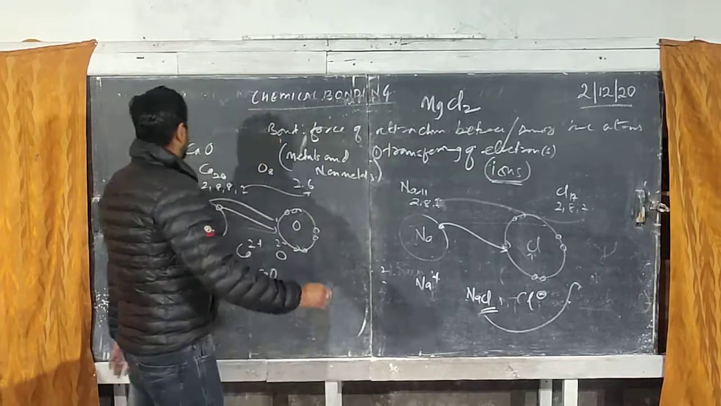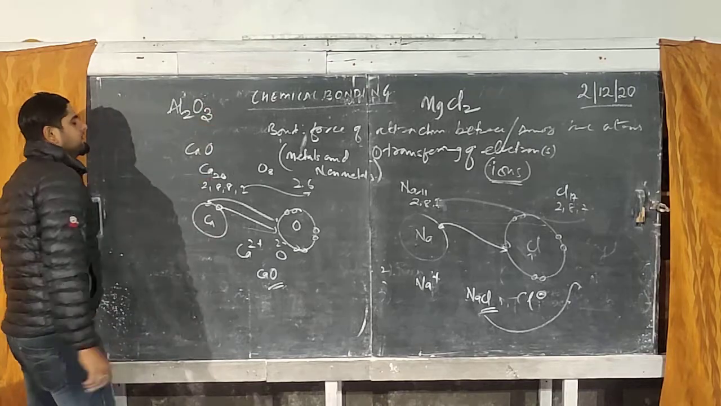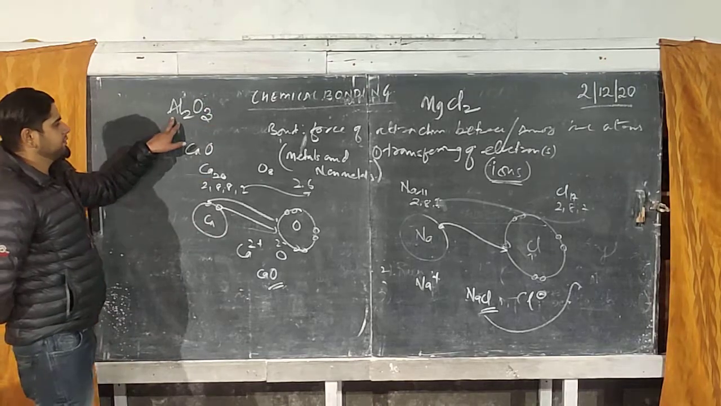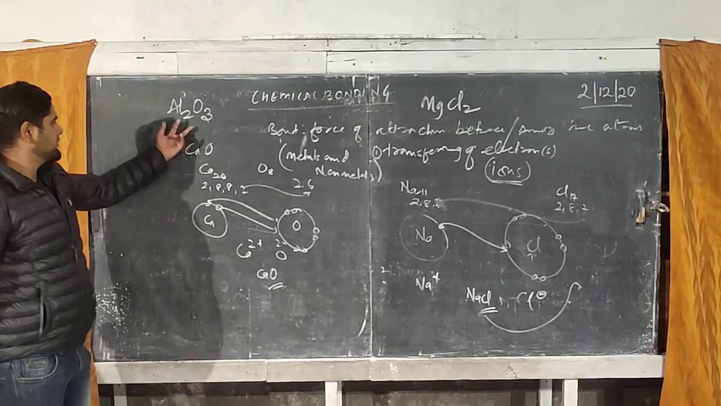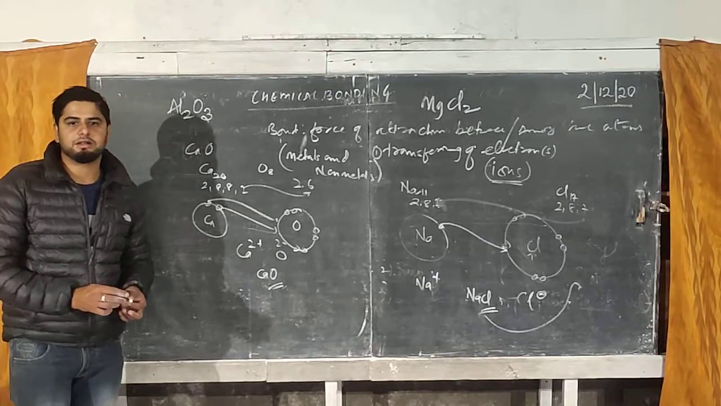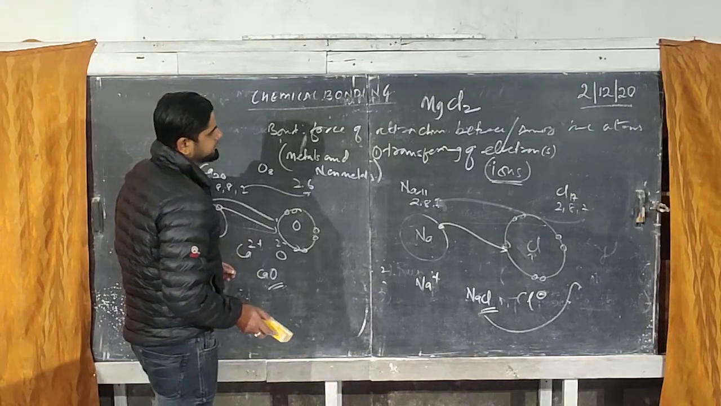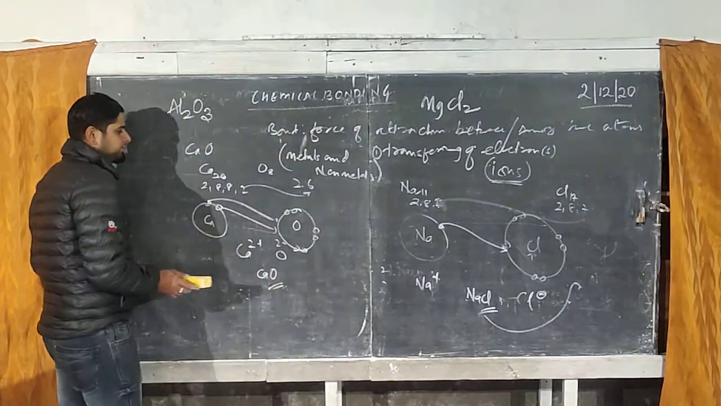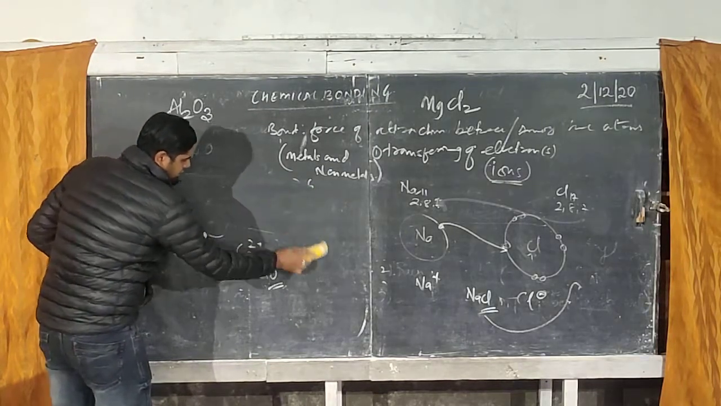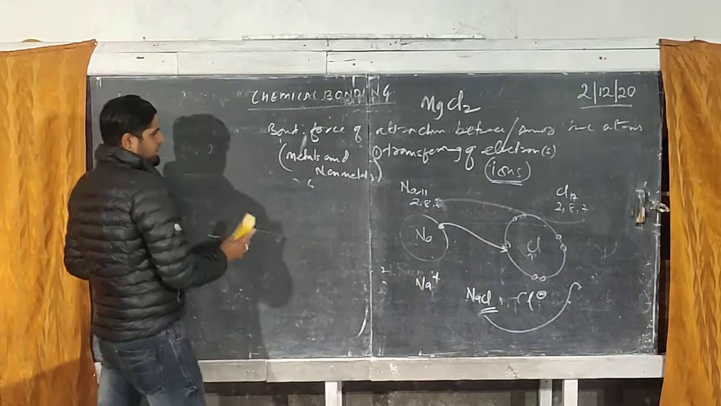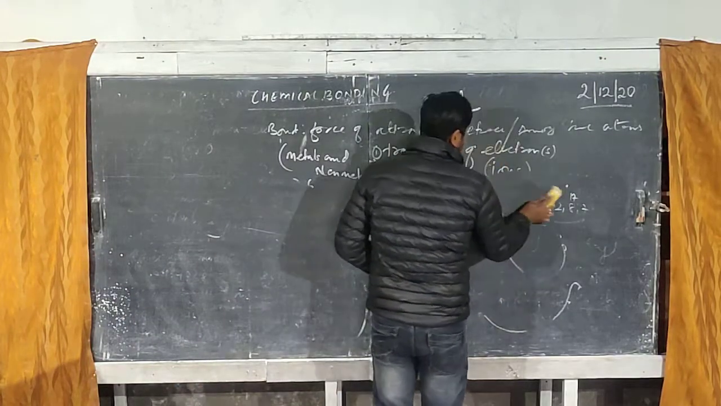Another example, Al2O3. Aluminum is a metal, oxygen is a non-metal. So it is an ionic compound or electrovalent compound. Got it or not? Now, after knowing all this, you can see various examples in your book. Try to understand.